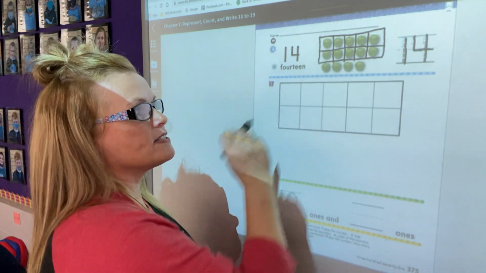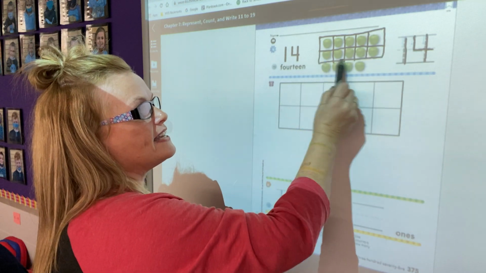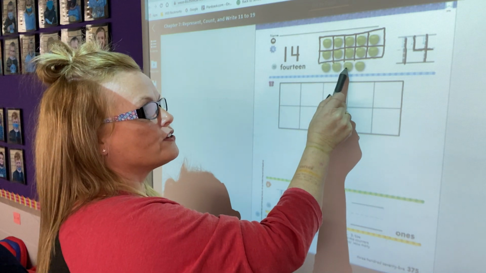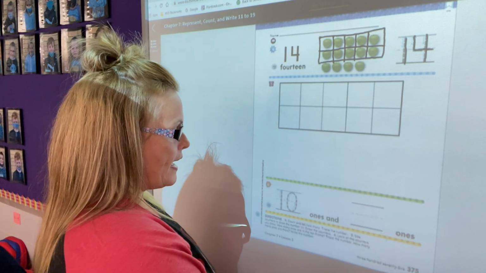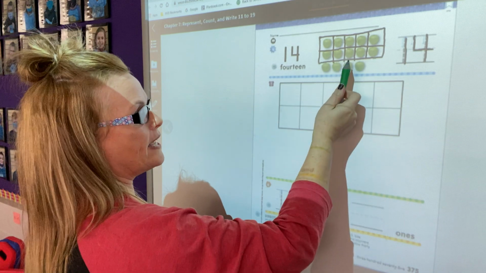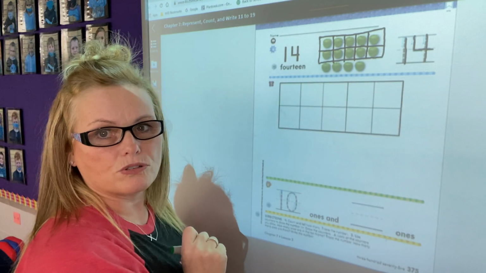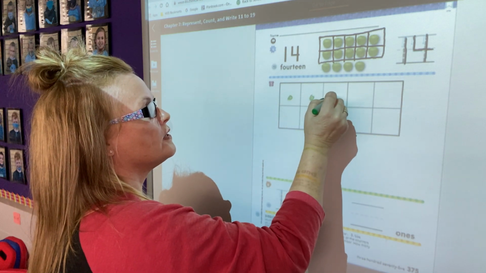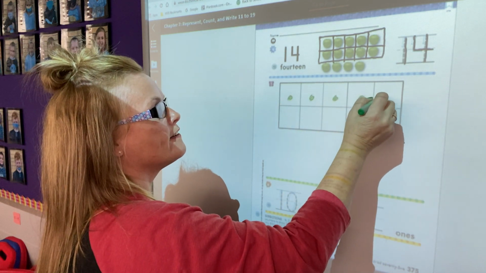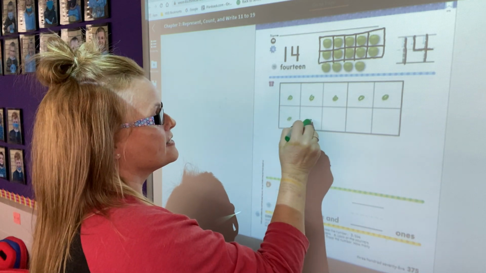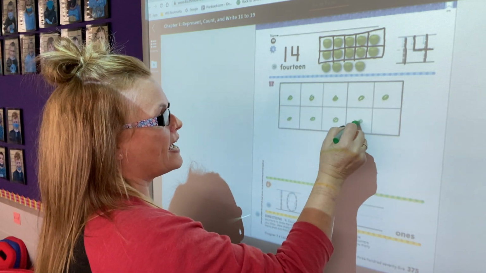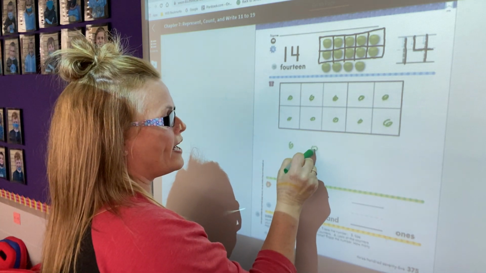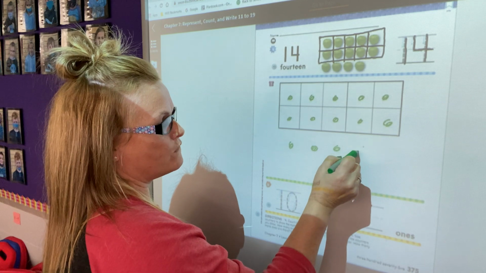We have 10, so let's count them. We have 10, plus one more is 11, 12, 13, and 14. I'm going to use green like my apples and draw 14 counters. Are you ready? 1, 2, 3, 4, 5, 6, 7, 8, 9, 10, 11, 12, 13, 14.